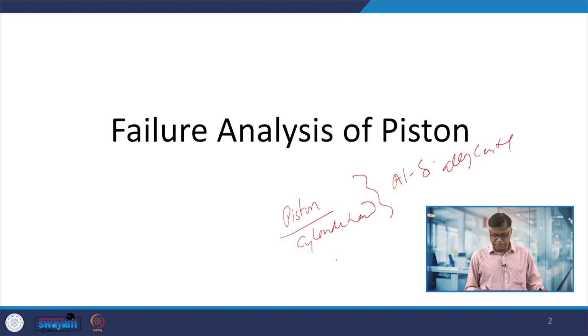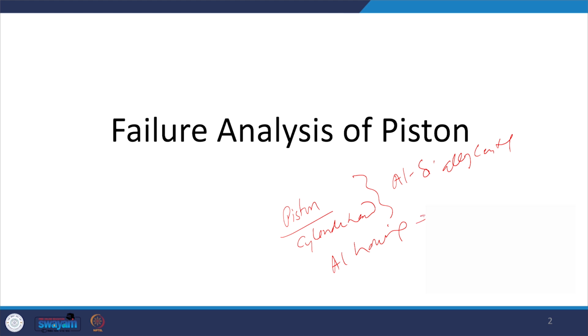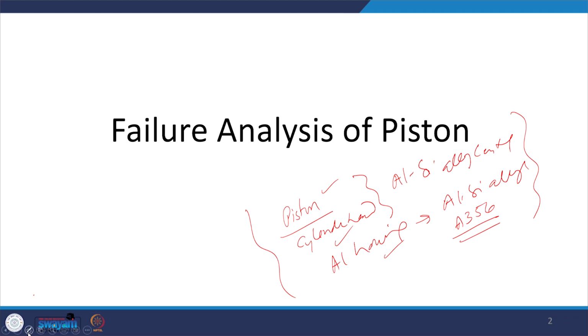There is one more example of an aluminum housing made of the aluminum silicon alloy casting. A particular alloy grade is A356. So, the failures of these three components took place in different ways, and we will try to investigate how the failure of these three components took place and what can be done to avoid their recurrence.